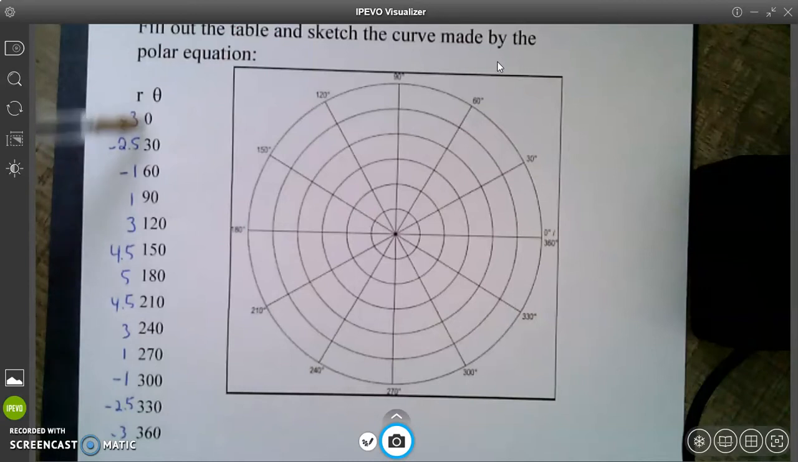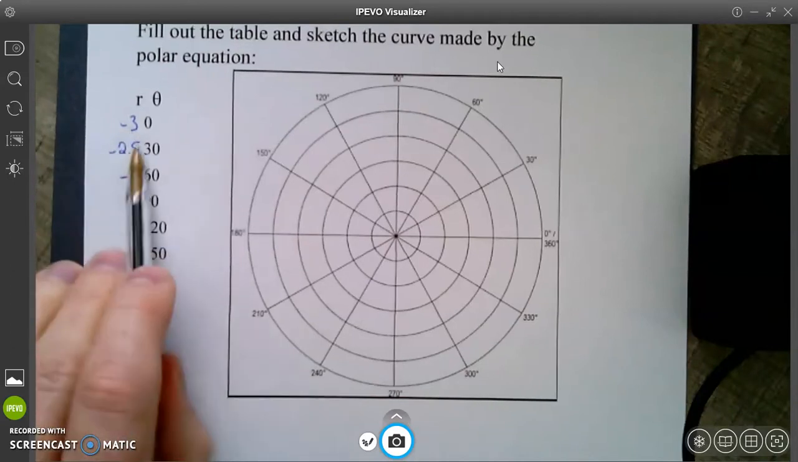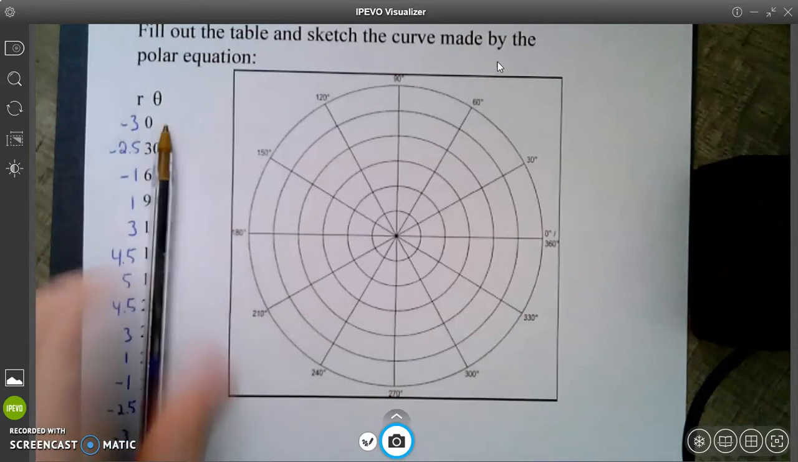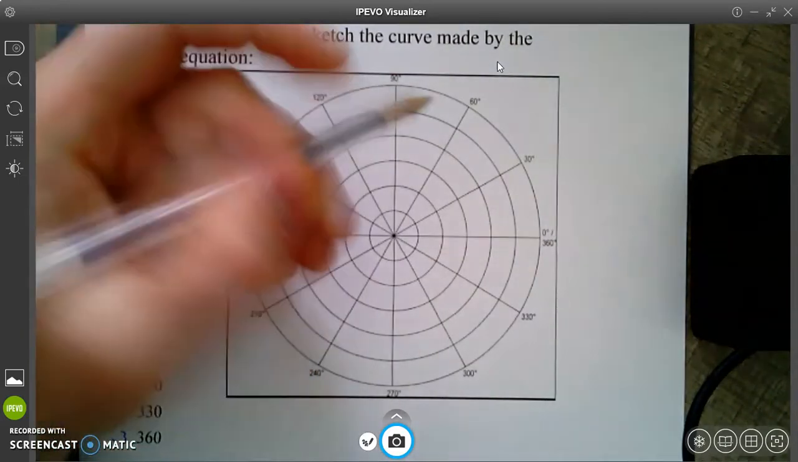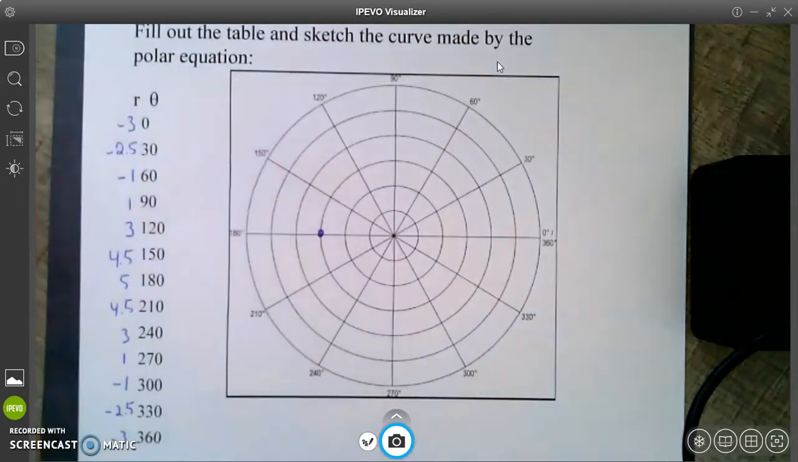I could have gone in increments of 15. I could have gone in increments of 2 degrees, and it ends up being a smooth curve. So let's plot some of these and start to get a feel for this. It says to point at 0 degrees and go to negative 3. So 0 degrees would be this way. Negative 3 would be in the opposite direction, 3. So 1, 2, 3. Okay.